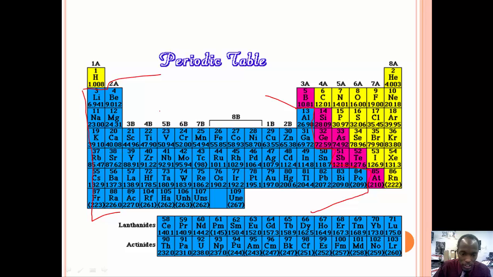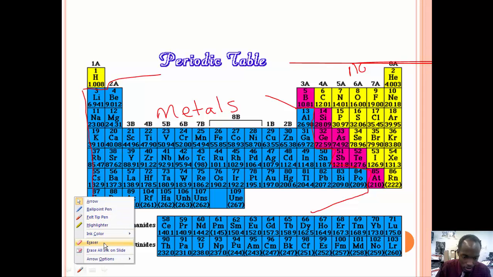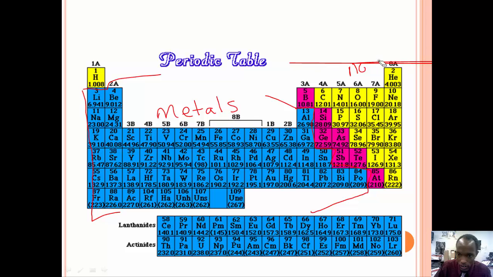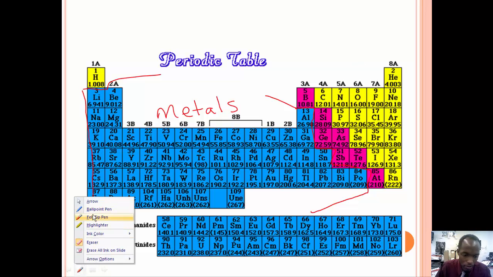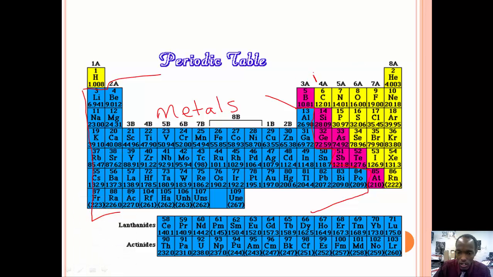So these are the metals, and these are our non-metals. And them markers keep popping up. I'm going to erase it over here. There we go. And these are our non-metals.